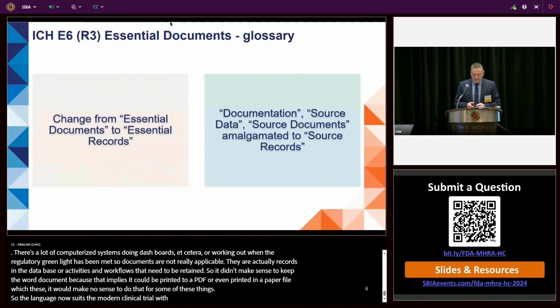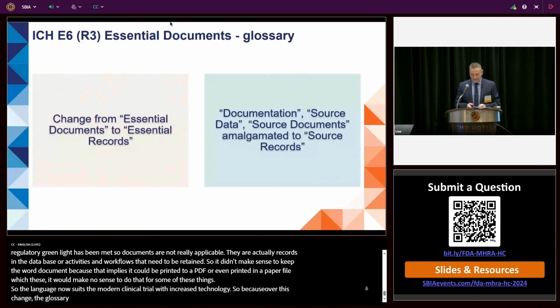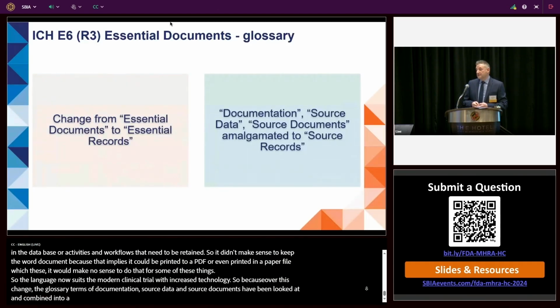And so because of this change, the glossary terms of documentation, source data, and source documents have been looked at and combined into a new term called source records that contains a lot of the R2 text, but is updated to reflect the new technologies.